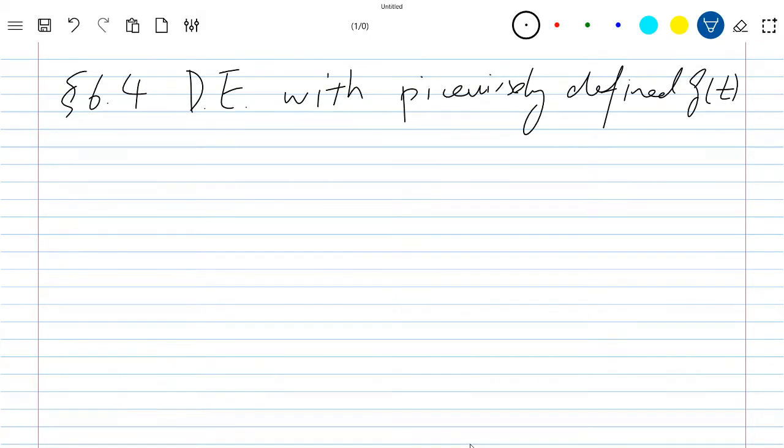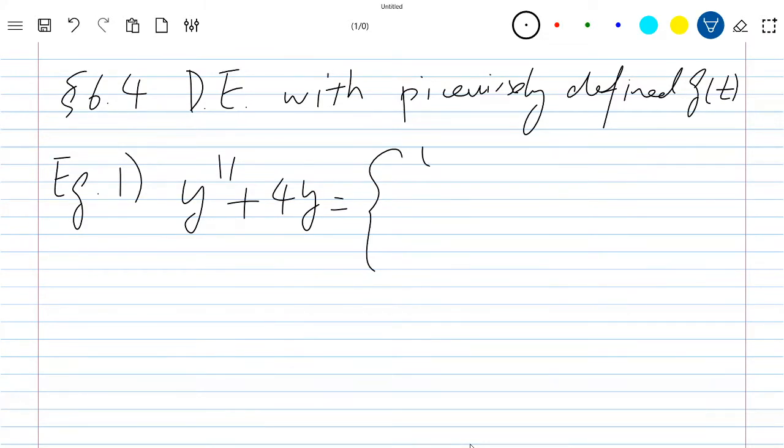6.4 differential equations with piecewise defined right-hand side. We have already introduced the step functions last time, so today we will just use that technique to solve it. We will just do it by a few examples. Okay, example 1: y double prime plus 4y equals, let's make it three segments.